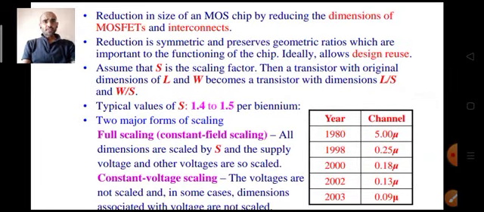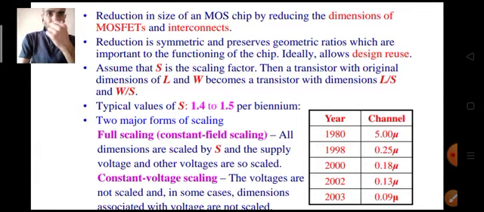So you see, reducing the device dimensions of the MOS itself, and also the interconnects, but we have to do that separately. If we just reduce the device itself, it doesn't mean that we have reduced the interconnects also. But for overall better performance from one technology to another technology, we have to resize the interconnects as well. Not only scale down the device, but we have to scale the interconnects as well. So that's what we should keep in mind.